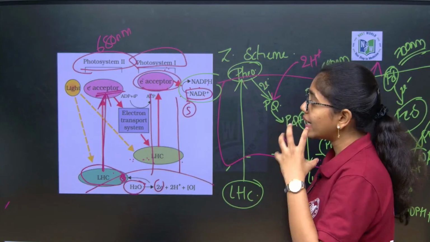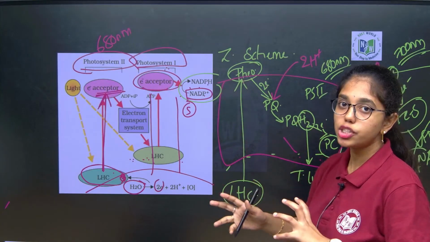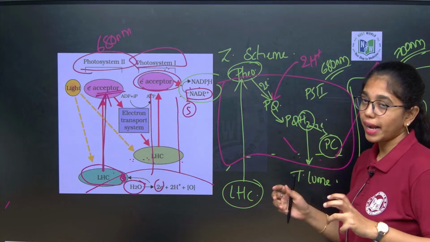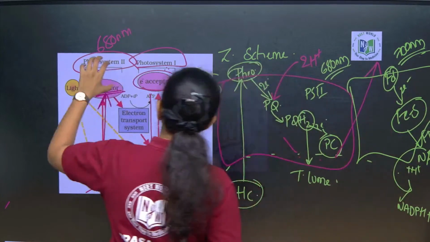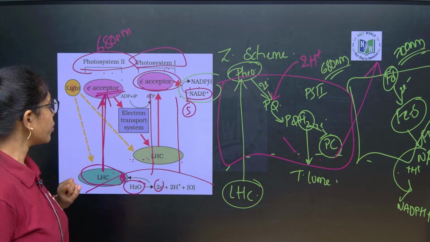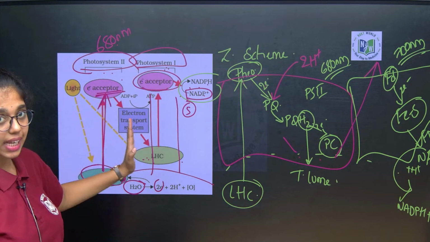You have to keenly highlight what the primary electron acceptors of each photosystem are and what the maximum wavelength of the light is. The maximum wavelength of photosystem 2 is 680 nanometers, this is 700 nanometers, that you have to fix in your mind, beta. Okay, so this is all about the Z scheme.